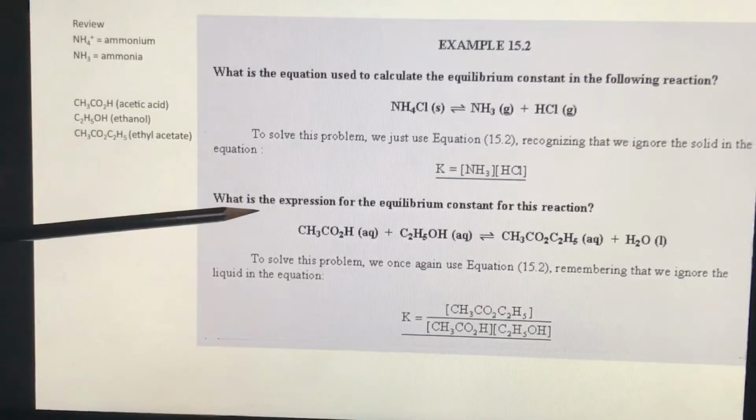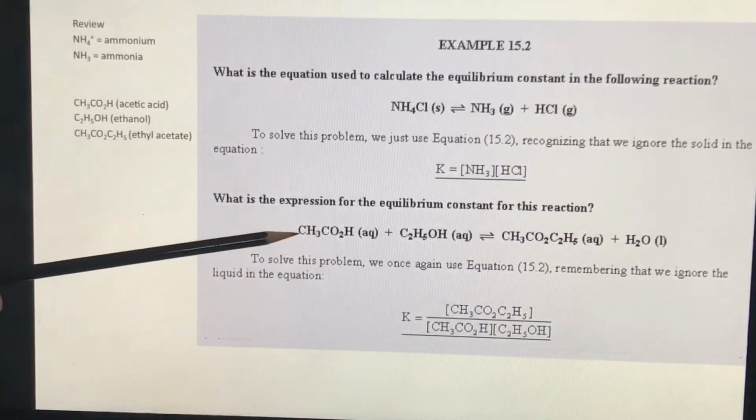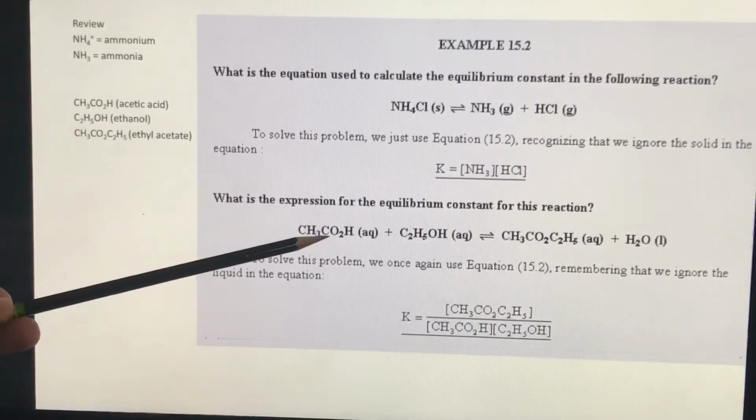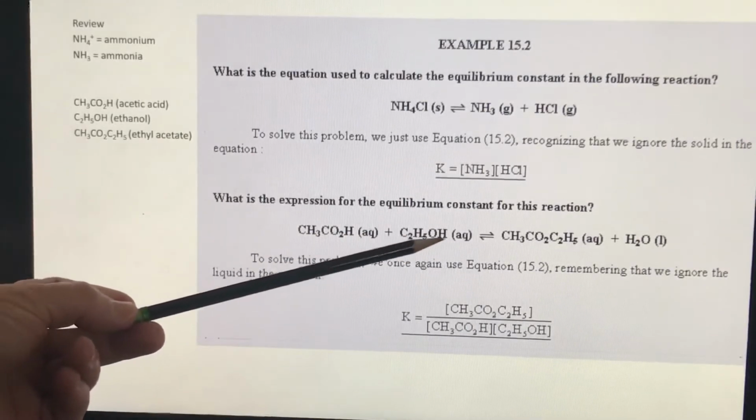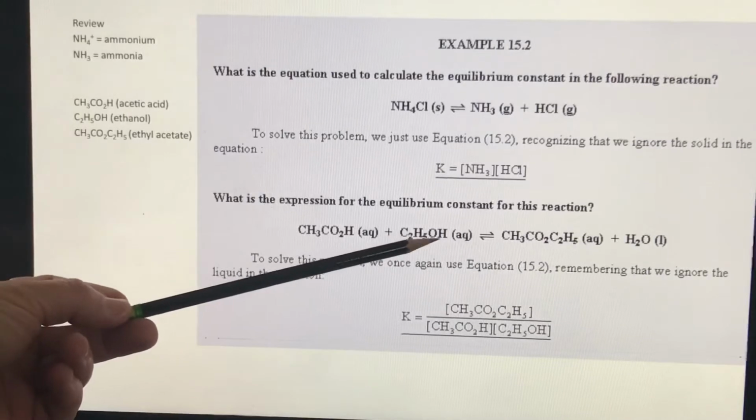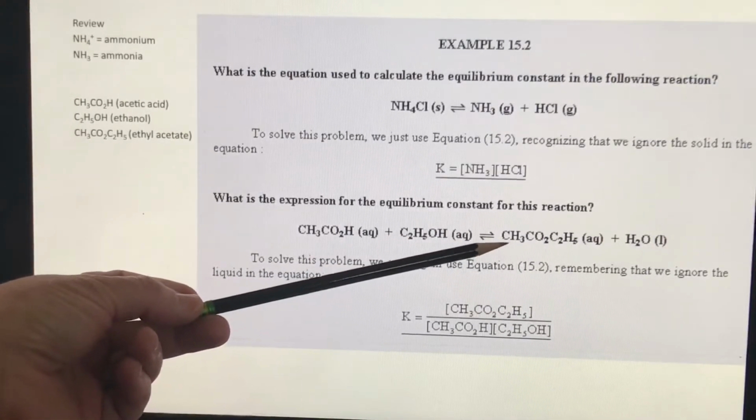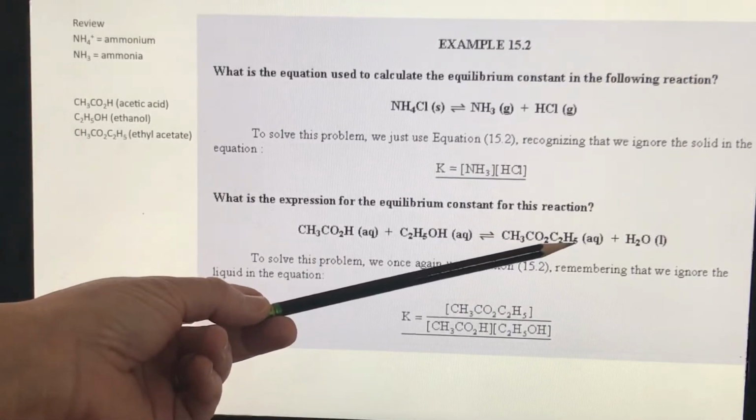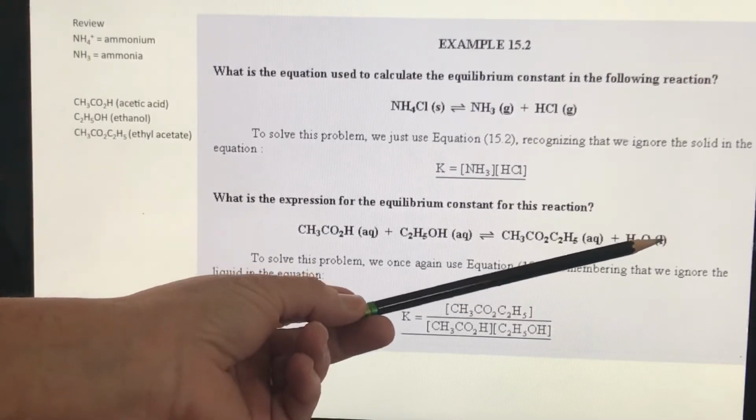So here's another chemical equation. And some of our reactants and products here are acetic acid, CH3CO2H, that's in the aqueous phase. Then we have ethanol, C2H5OH, in aqueous. Then for our product, we have ethyl acetate, CH3CO2C2H5, in aqueous. And then finally the H2O in liquid.